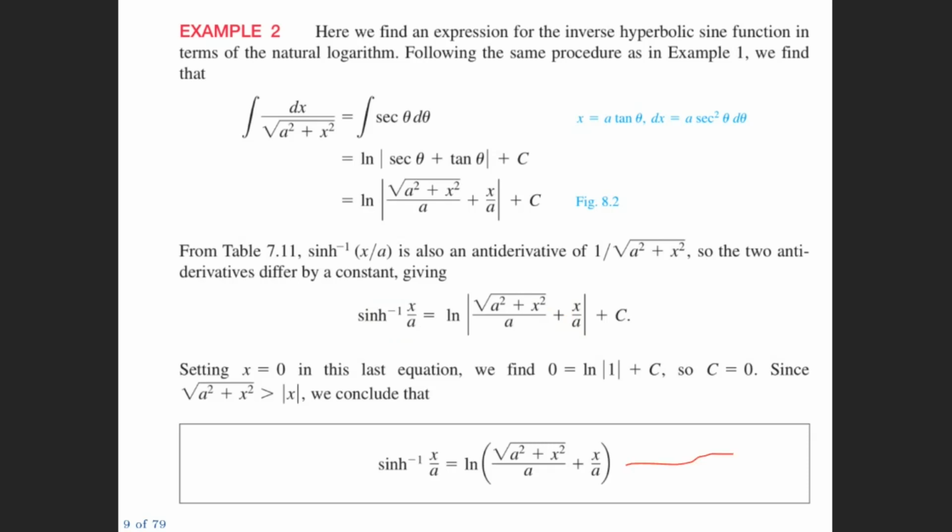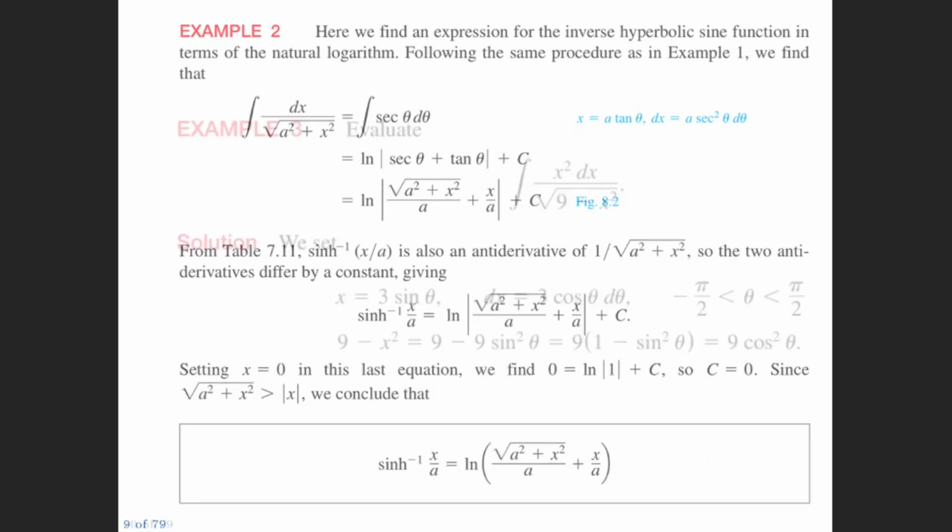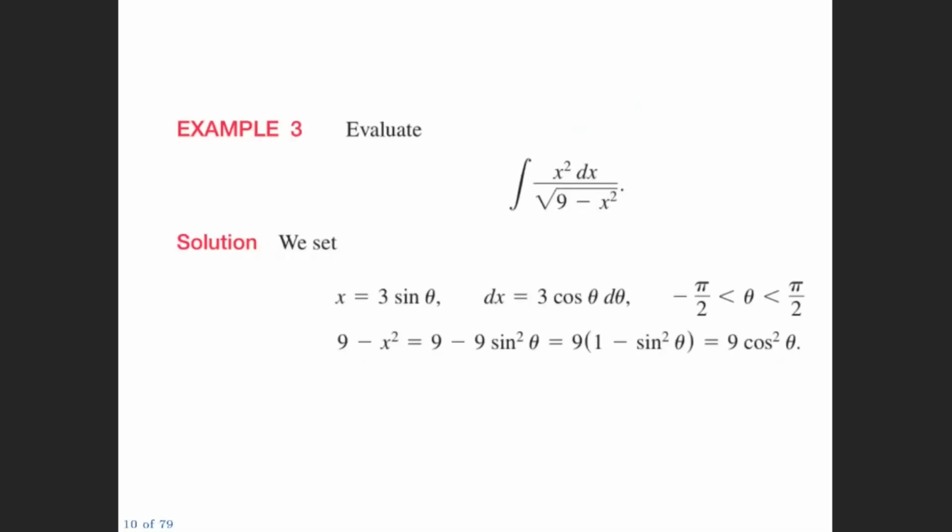That proves that this formula is true. I was deliberately very quick there. You can reread that example in your textbook later. Let's move on.